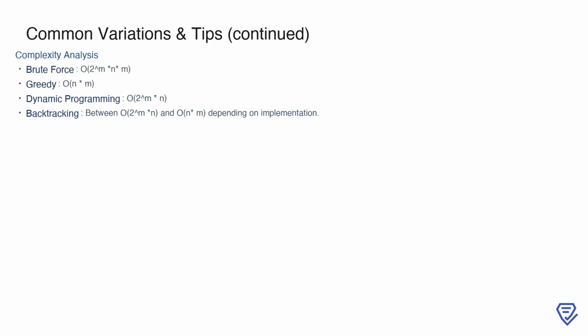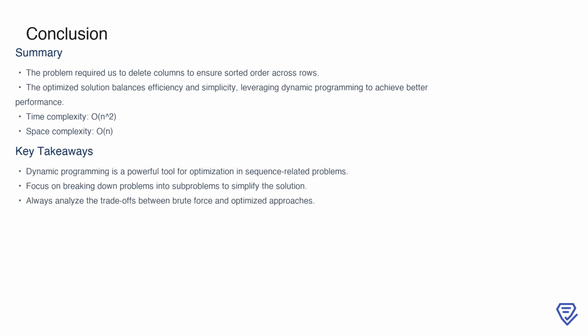Backtracking falls somewhere between brute force and greedy, with its complexity ranging from 2^(m*n) to n*m, depending on the specific implementation. Each approach has its trade-offs, so it's important to choose the one that balances correctness and efficiency for the given constraints. Great job following along.